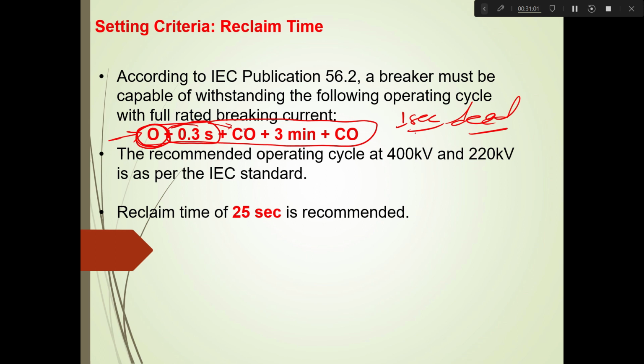Once we close the breaker, if there is a permanent fault then it will open, and now we can close the breaker only after 3 minutes. This is the maximum time that we can have. Generally in power grid we are using this as 25 seconds. This is the reclaim time. After 25 seconds, now we can close the breaker again, and then the cycle repeats.